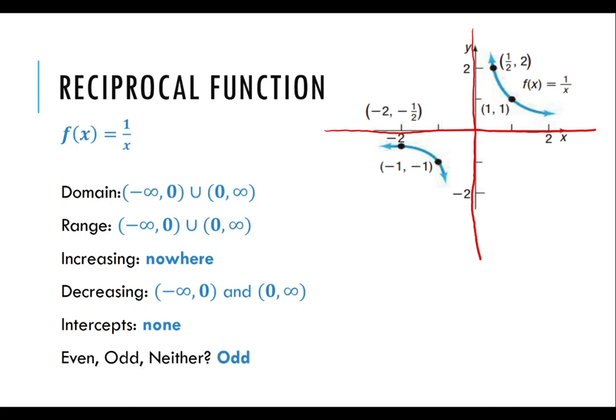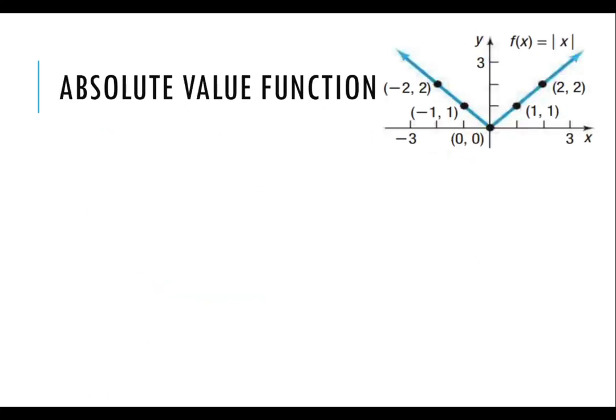Is this function even, odd, or neither? Well, notice that we do not have y-axis symmetry, but we do have origin symmetry. That is, if I rotate this image 180 degrees, it is the exact same image that I started with, which is an odd function. The absolute value function, that is f of x is equal to the absolute value of x.